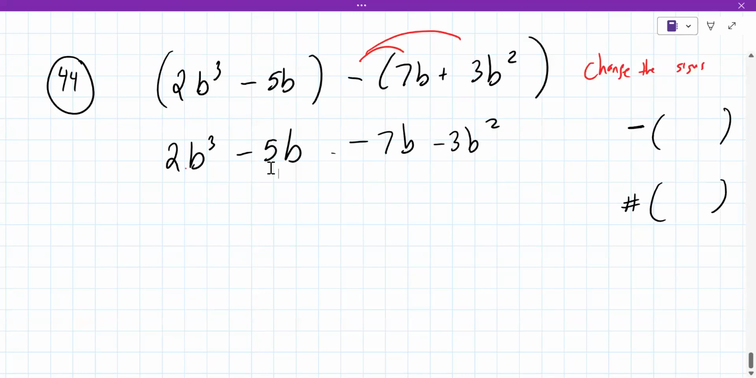Okay. Then those go together. Yeah, minus 12b minus 3b squared, like that.